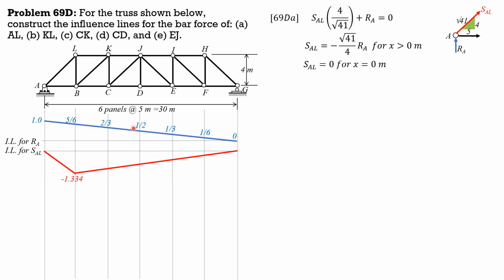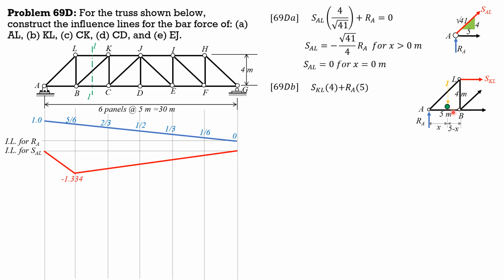Next for KL. KL is this member here, so the free body diagram. Let's consider section 1-1 and let's consider forces to the left of section 1-1. So this is the free body diagram. To derive the force of KL, we sum up moments about B equal to 0. So in general, the imaginary load is at x from A, then this is 5 minus x. So summation of moments about B equals 0, SKL times 4 plus RA times 5 equals 1 times 5 minus x. SKL therefore is 1/4 of 5 minus x minus 1.25 of RA.